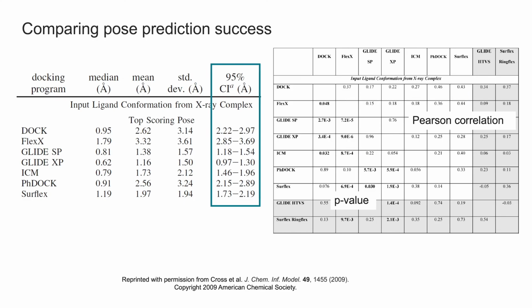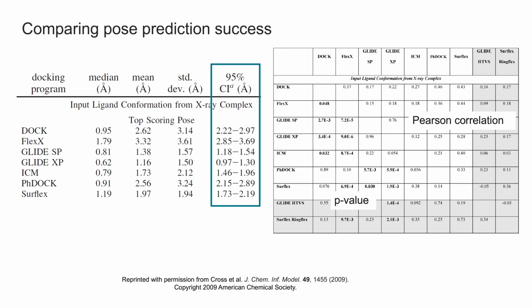And there are a great many papers out there comparing tools for pose prediction success. I just picked on one here, looking at a variety of different tools, using different aggregate measures for overall performance: median, mean, some estimate of the variance, and most importantly, an estimate of what's known as the confidence interval. They also delve more deeply in this paper into comparing different methods.